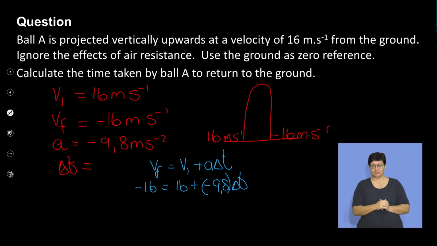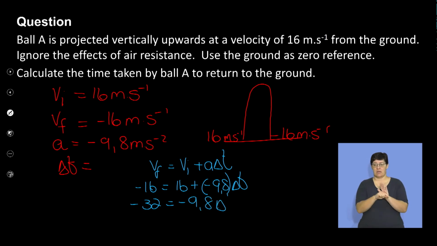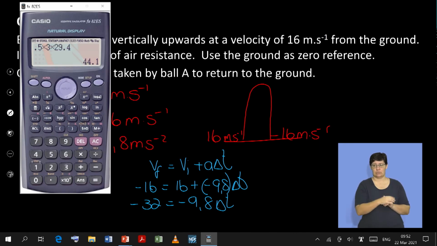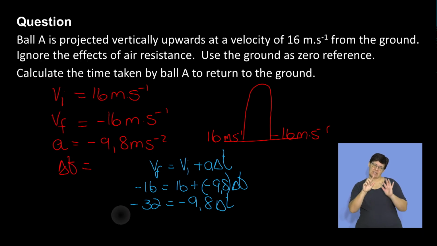So to get this time on its own, I'm going to take the 16 over, so I'm going to get minus 32 equals minus 9,8 delta t. So now I'm going to have to go minus 32 divided by minus 9,8, which I can't do in my head. So minus 32 divided by minus 9.8. And I get 3,2. Remember, we round off to 2 decimal places. So that's going to be 3,27.